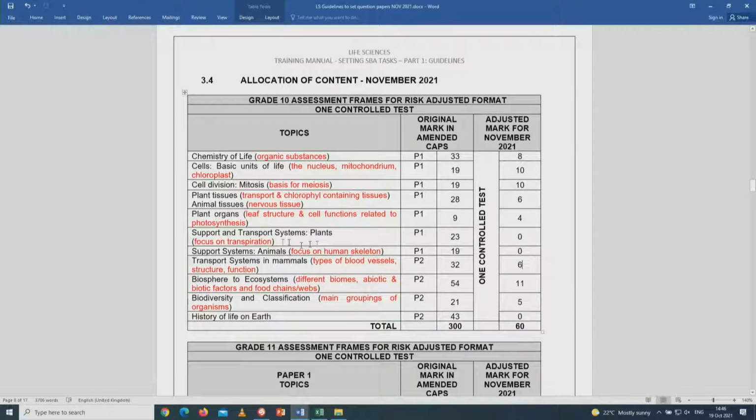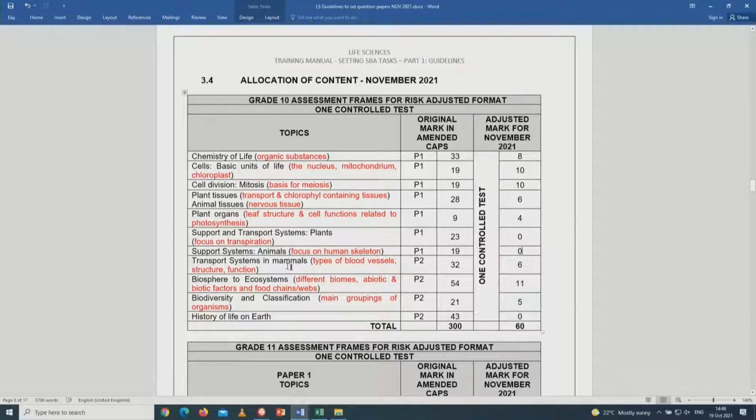Then we thought support and transport in plants, you can leave that out if you want to leave out something in grade 10. Support system in animals, this human skeleton, you can leave that out in grade 10 if you want to. But if you want to ask questions on it, by all means, you're more than welcome.